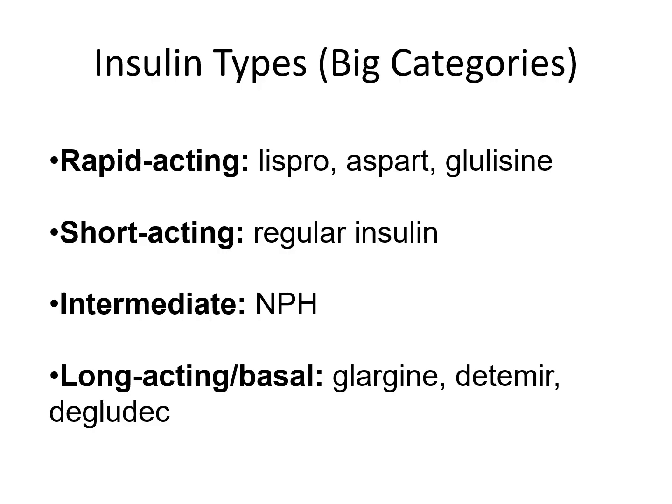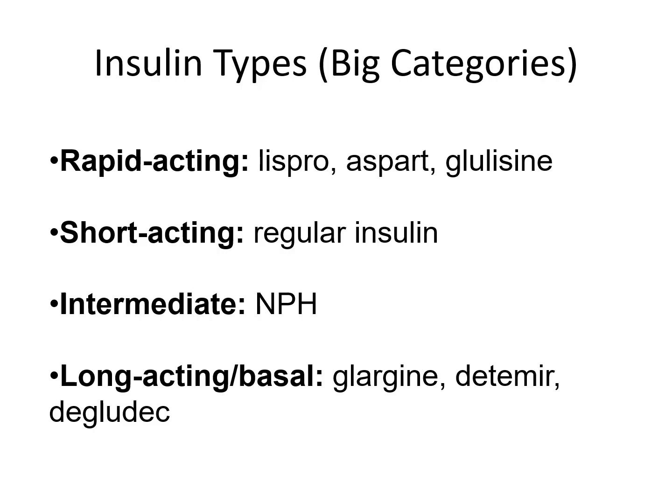So let's organize insulin into some big functional categories. This classification is pretty high yield for exams and for clinical dosing decisions. So first we have our rapid-acting insulin. That would be Lispro, Aspart, or glulisine. These are used for mealtime coverage and correction dosing. So they act quickly and are designed to match postprandial glucose spikes.